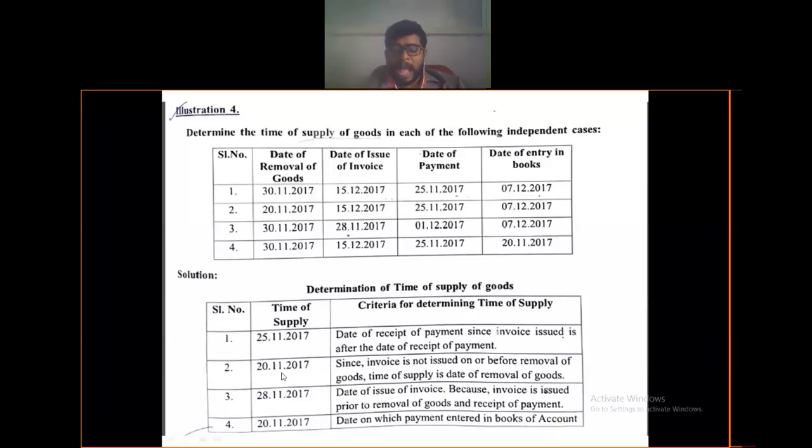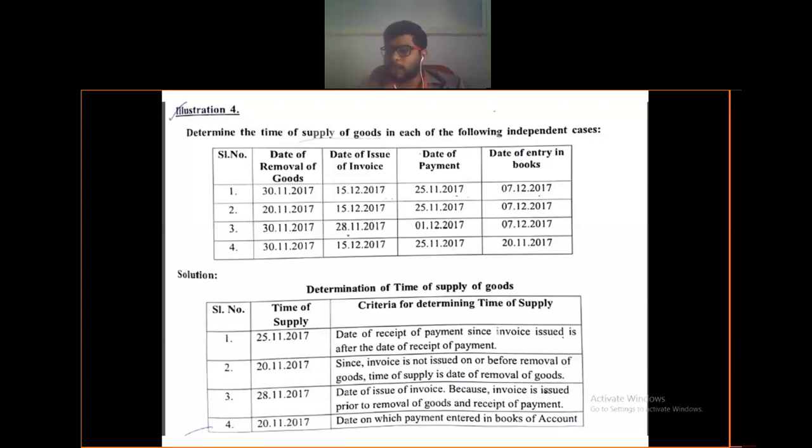So the answer is 20th November 2017 is the time of supply, because you have to compare all these four things, four dates, and you have to select one date as the time of supply. So which is the date here? 20th November 2017 is the time of supply, because invoice is not issued on or before removal of goods.